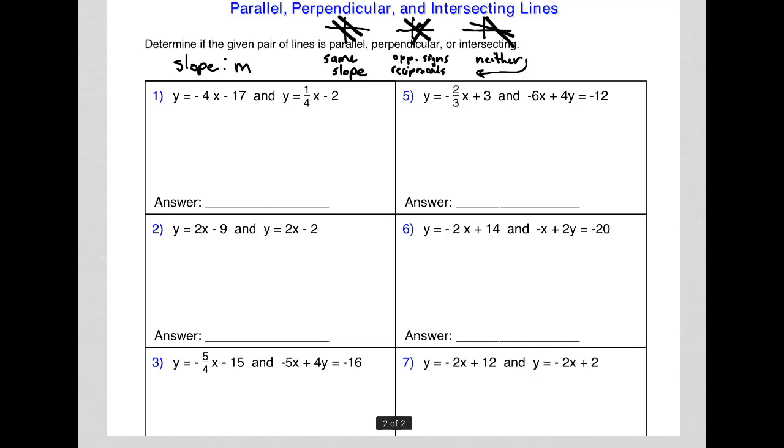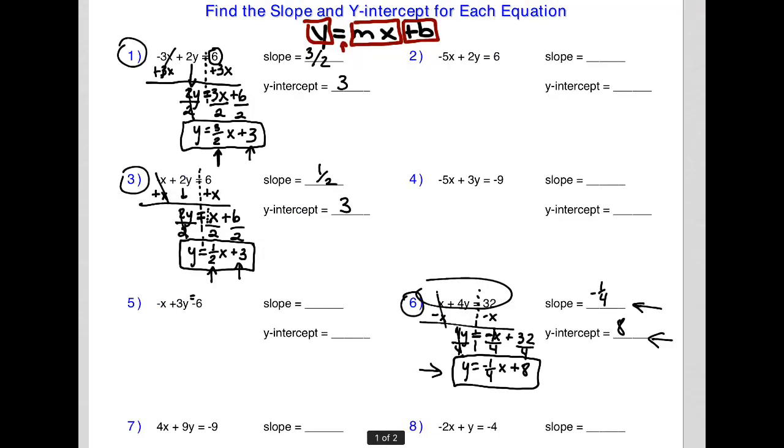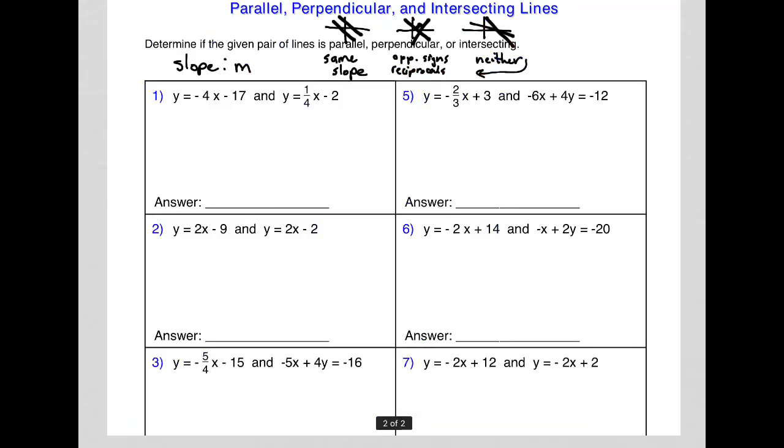So now let's go ahead and do a few problems so you can kind of understand what you have to do. So in order to tell whether or not the equations are parallel, perpendicular, or intersecting, the first thing you need to do is make sure the equation is in slope-intercept form. So kind of like we did on this page where we had to put the equation in slope-intercept form, you need to just make sure your equations are there already, or if not, you need to go ahead and rearrange it. So we'll go ahead and look at number 1.